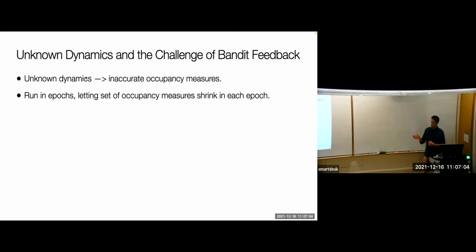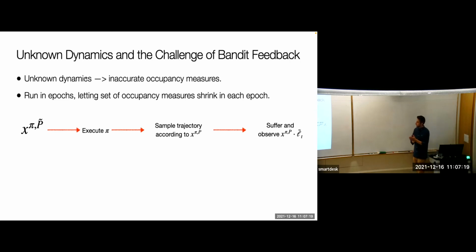So in each epoch, I can run my online optimization. Once the epoch ends, I re-estimate the dynamics and restart the algorithm. And the number of epochs is small, so it's still fine. Given this set of occupancy measures, I can choose one. It will reflect some policy and some dynamics that aren't the true dynamics of the model, but I can take this policy out of the occupancy measure and execute it in the real model.